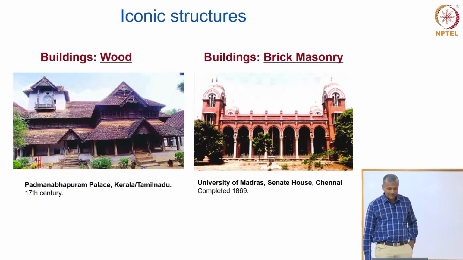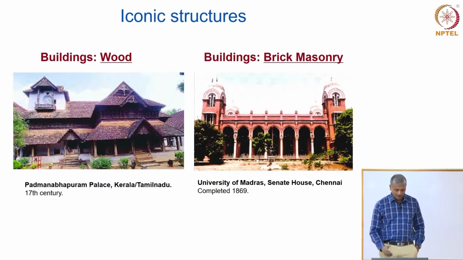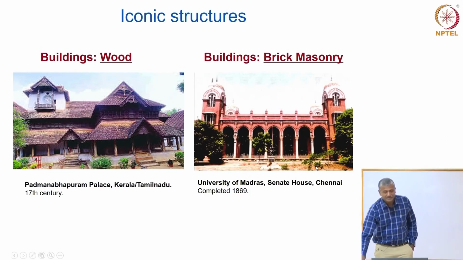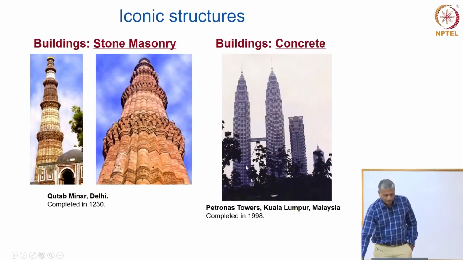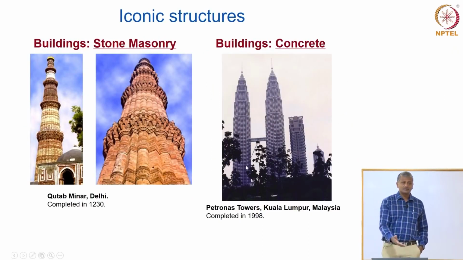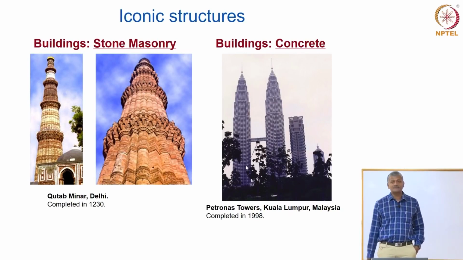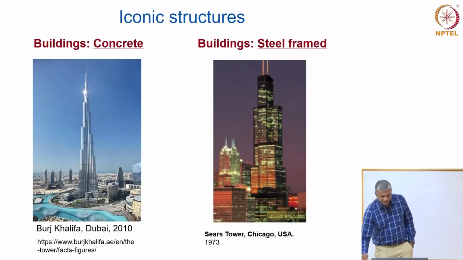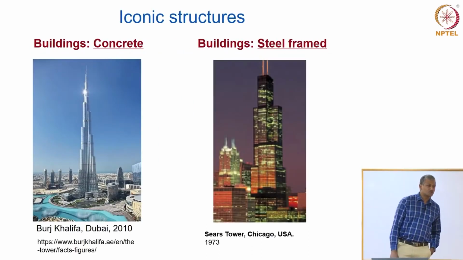Of course, wood has been used in several iconic buildings in India also, like this Padmanabhapuram Palace in Kerala. And brick masonry, of course, is all over the place, especially with our heritage monuments that you see in Chennai. A lot of brick masonry is used, right. And stone masonry, the best example is of course Qutub Minar. With concrete, you have several examples around the world, like the Petronas Twin Towers. Another interesting example obviously is the Burj Khalifa.